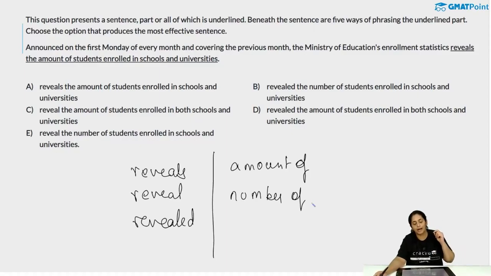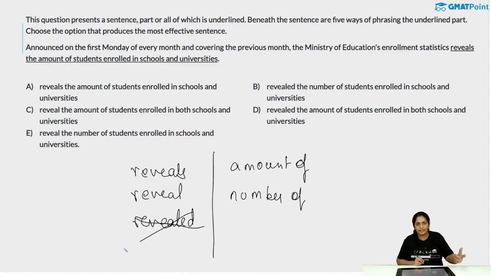You cannot use past tense for something that occurs periodically. You can't say that the sun rose yesterday, because the sun rises every day. Because it rises every day, you cannot use the past tense for something that occurs every single day or occurs periodically as such. So because this occurs every single month, you have to use the simple tense for the verb. So revealed is definitely incorrect.